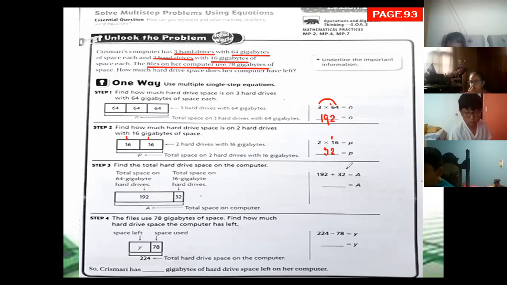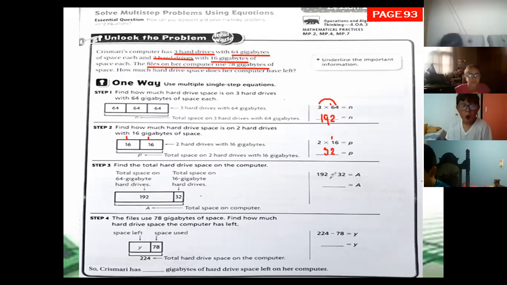Okay, step 3, Diego. Find the total hard drive space on the computer. It means the total space on the 64 gigabyte hard drives and the total space of the 16 gigabyte hard drive. It means that I'm going to make an addition of 132 plus 32.